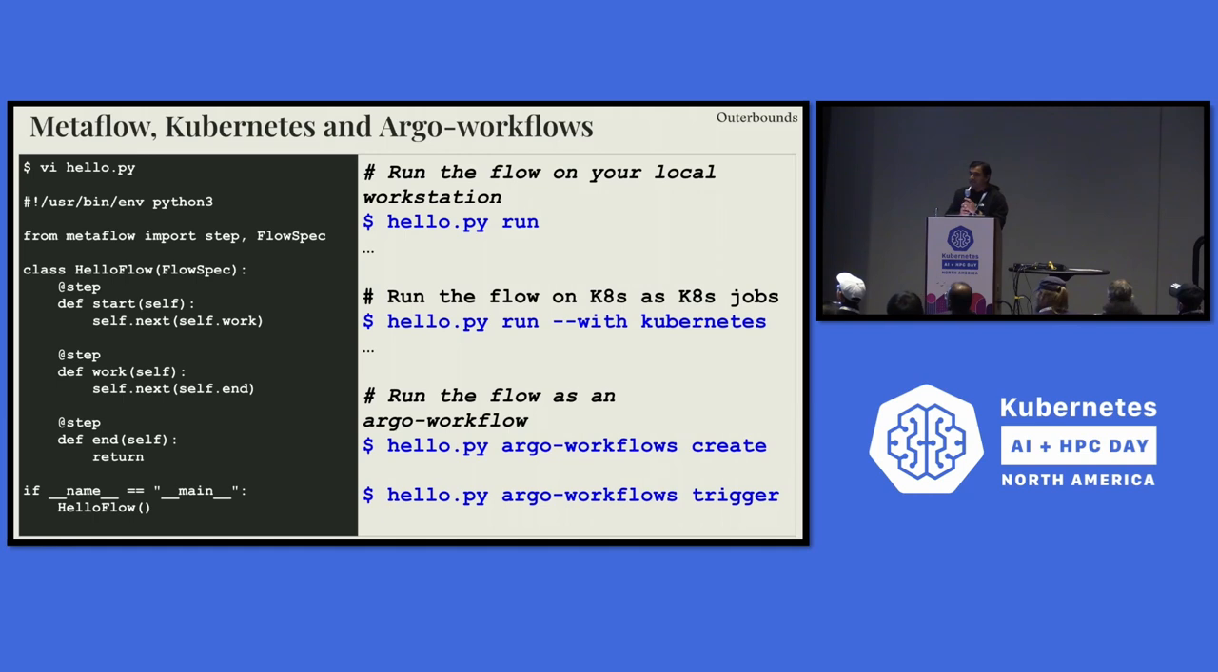Here I have a quick example of what a Metaflow flow looks like. On the left-hand side, the terminal-based black and white screen is a simple example of what a flow looks like. You have a three-step flow where someone creates a hello flow, or any class, which implements this flow spec that Metaflow has. And there are three steps. The start step, as you can tell, is the first step that begins the flow. This one says the next step is the work step, so the work step gets called next, and then work says the next one to do is end, and then end actually completes the flow.